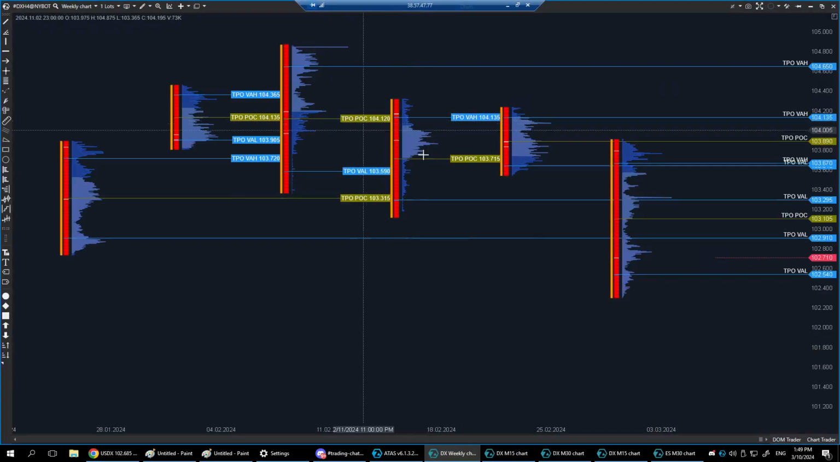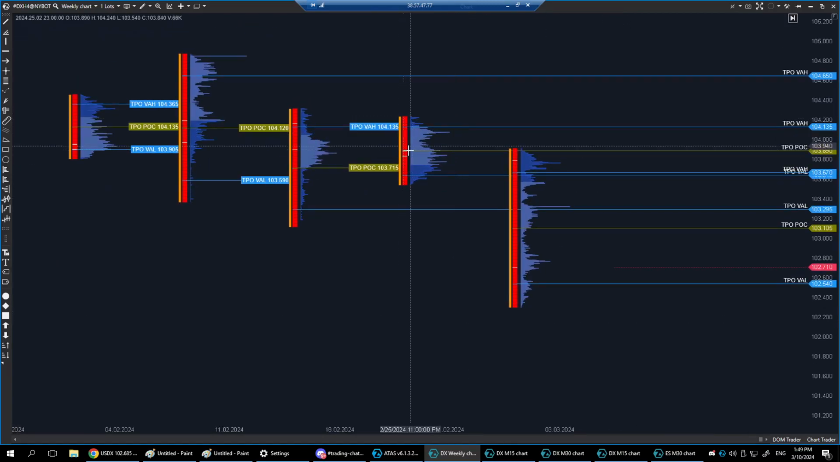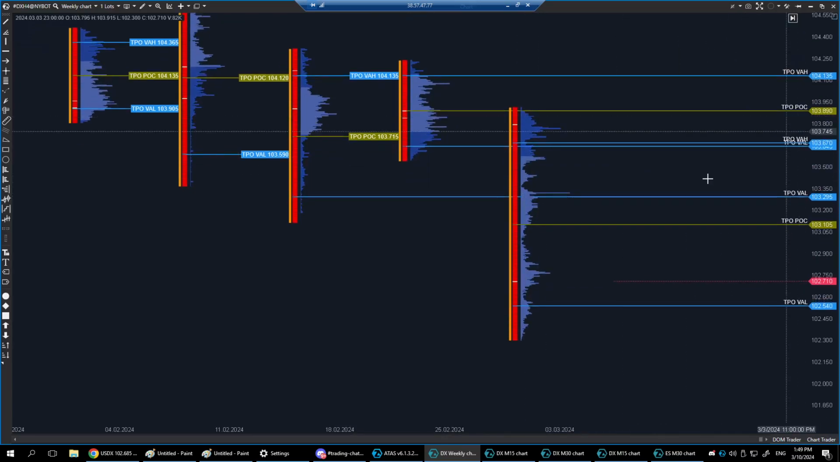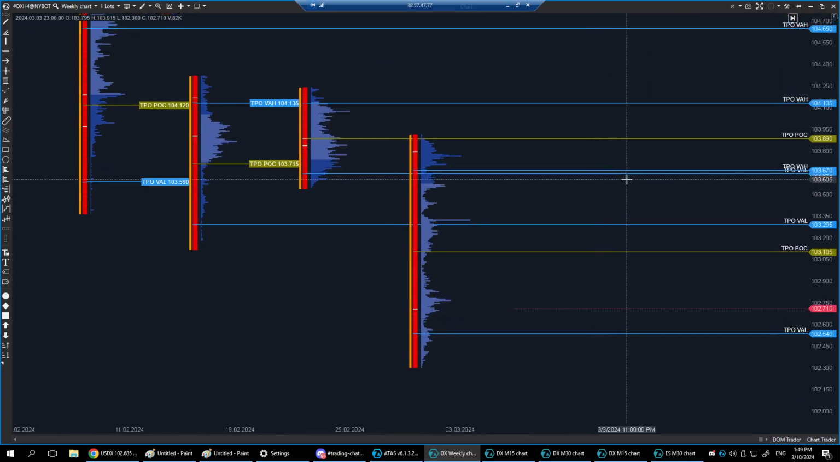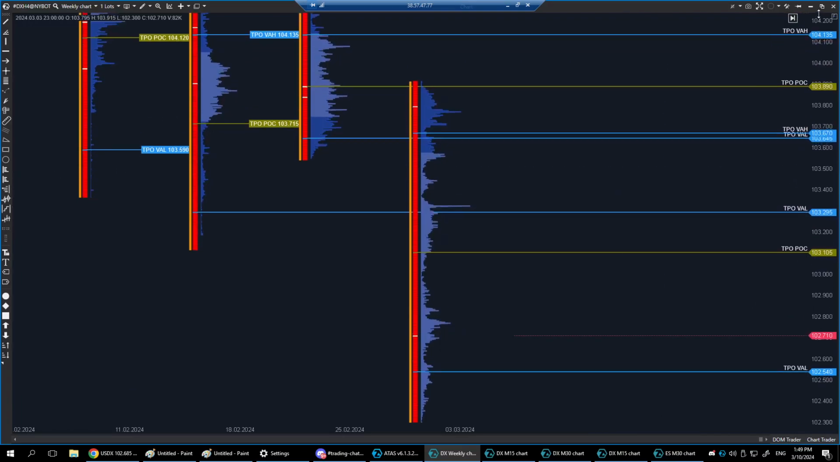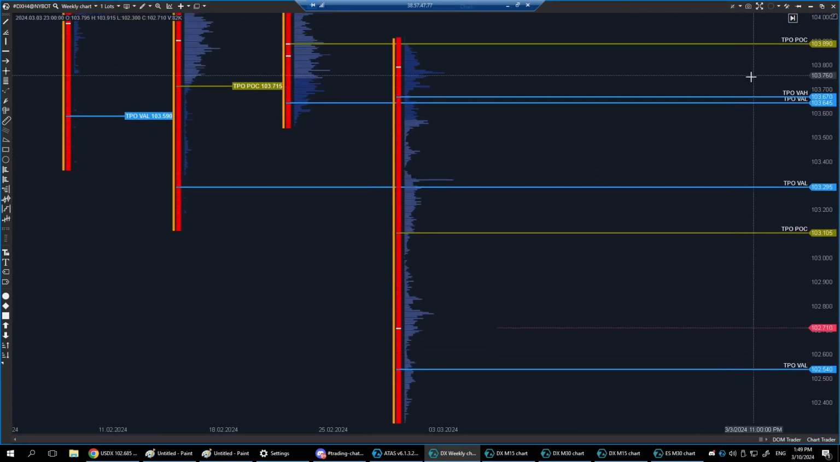So this is last week's. That's 2 weeks ago. That was the inside week. This is last week's value area, so we should note it. So 103,670. Gonna write that down. I'll forget. 103,670 to 102,540.